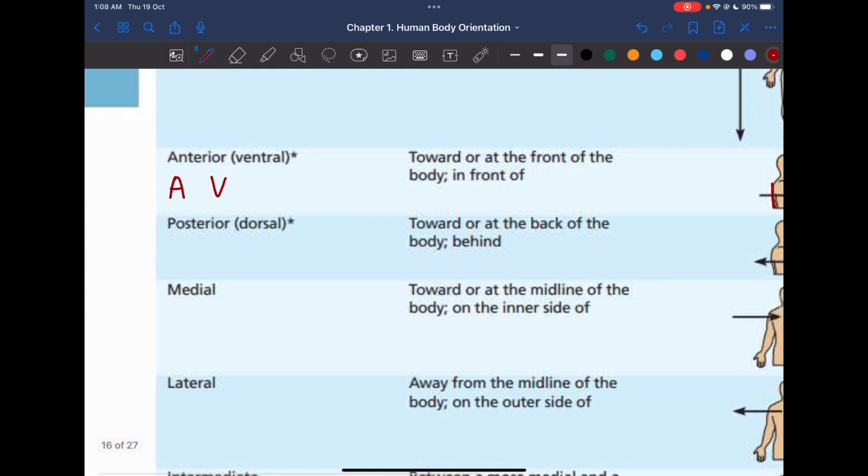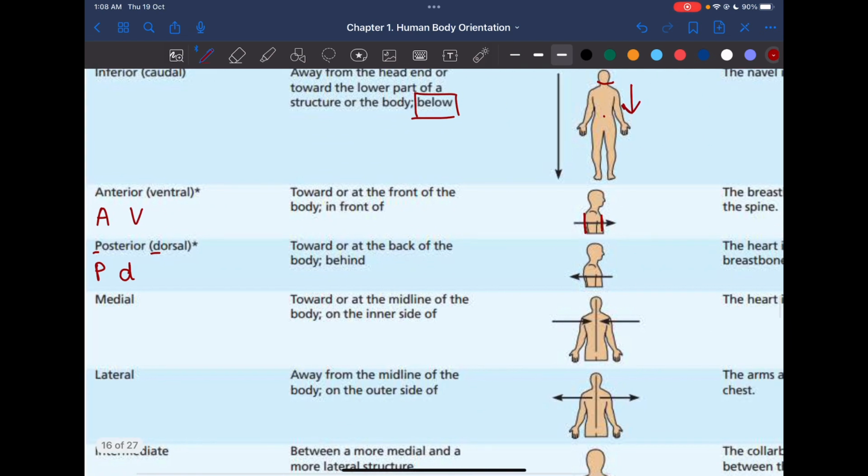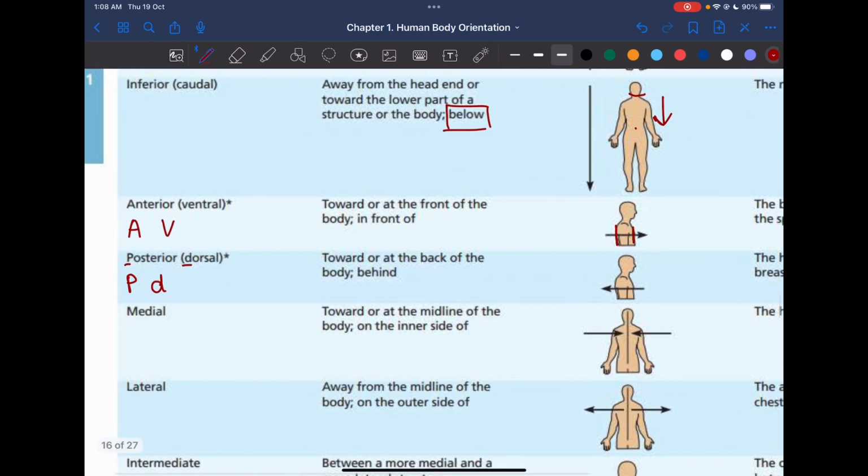You also have posterior and dorsal. Another dumb way, not really dumb, it's actually smart, because I made it. Posterior and dorsal. You have P and you have the letter D. P is written like this, D is written like this. It's basically, if you flip it, they're the same thing, kinda. So toward or at the back of the body, behind. This is behind you. Anything behind you is posterior to you.